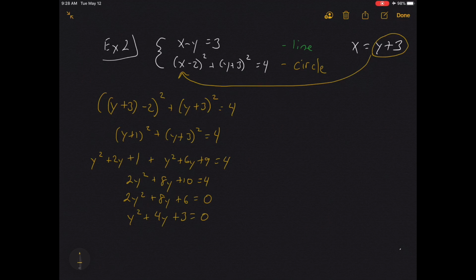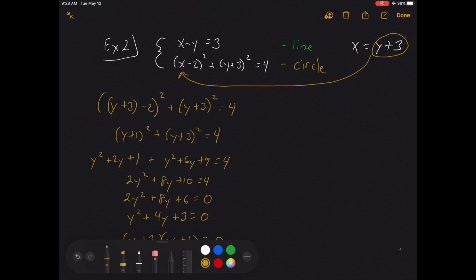Was this step absolutely necessary? No, but it does make things easier for us to factor. Instead of having a 2 out in front of that y squared and a whole bunch of big numbers, this should be much easier now to factor. So this has to be a y and a y. The factors of 3 that are going to add up to 4 are simply 3 and 1. So that means here that y would have to equal -3, and y here would have to equal -1. So once again, it looks like we're going to have 2 solutions to this.